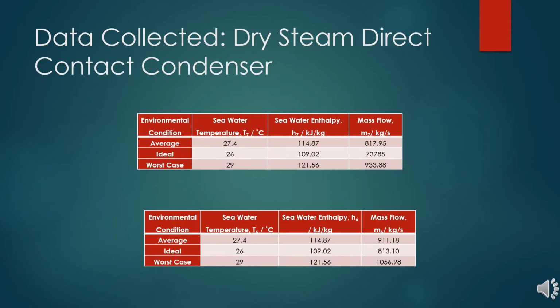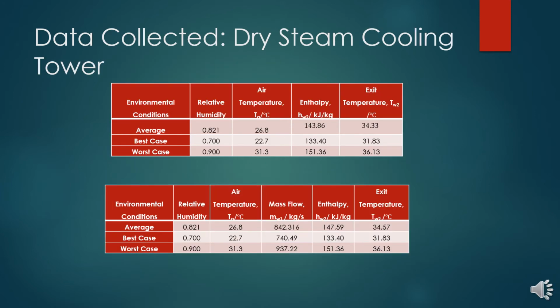The following are data collected for the dry steam direct contact condenser. Options 2 and 3 require a large water supply for cooling. The tables below show the result temperature variation will have on the mass flow rate for options 2 and 3 respectively. The following is the data collected for dry steam cooling towers.